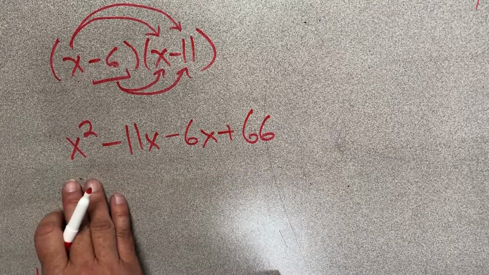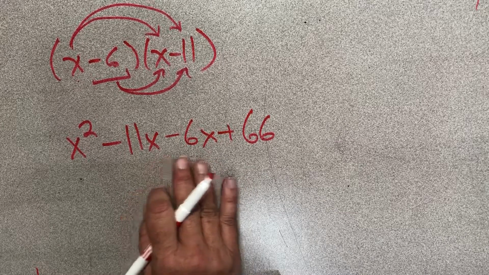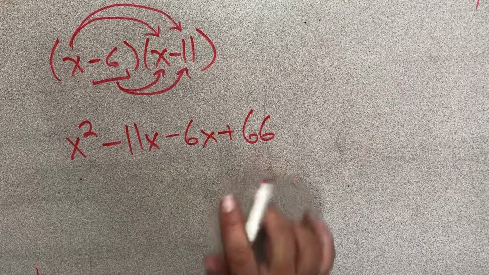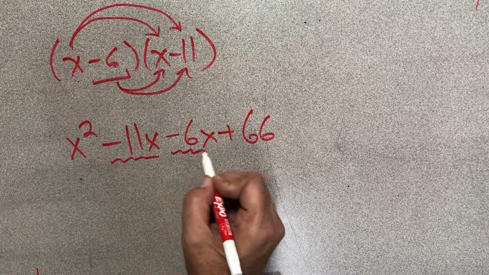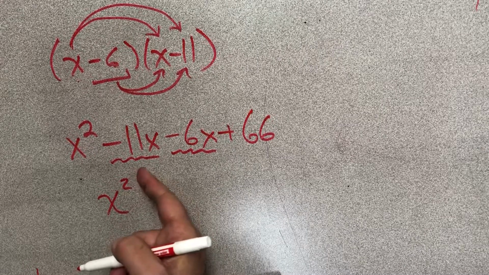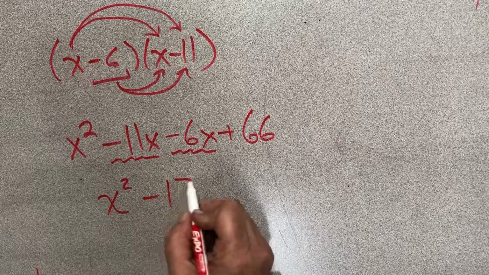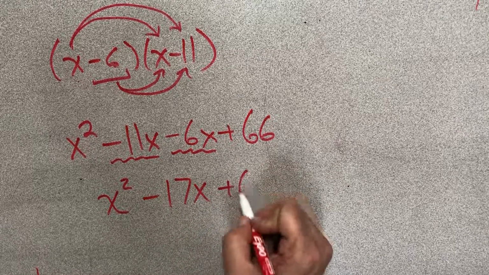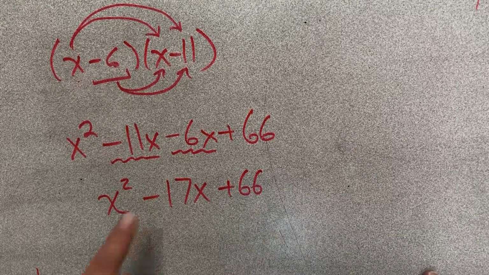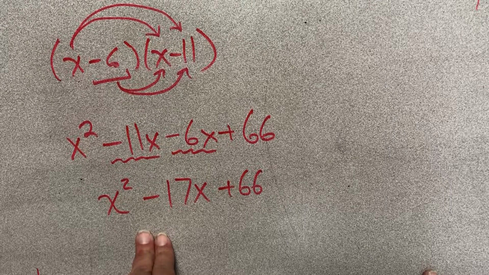They're always going to work out this way for now. You're going to start with an x squared. Then you're going to have two terms with an x in them. We call these linear terms. And then you'll have a number alone. We call that a constant. You're going to be able to combine like terms of just those two. So the x squared stays. I combine like terms, negative 11x, negative 6x. They're both negative, negative 17x plus 66. That is my answer. What it's saying is, if I multiply these two factors, this is the product.